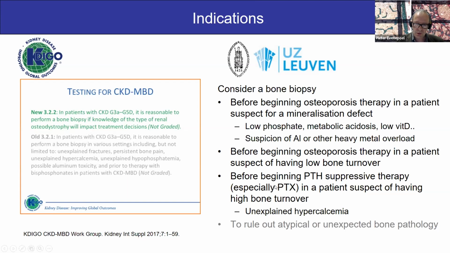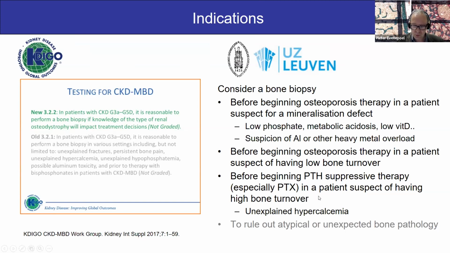Also, you could consider doing a bone biopsy in patients before starting PTH suppressive therapy. And again, when it's a definitive therapy like surgery, you would like to be sure: is this really high bone turnover?